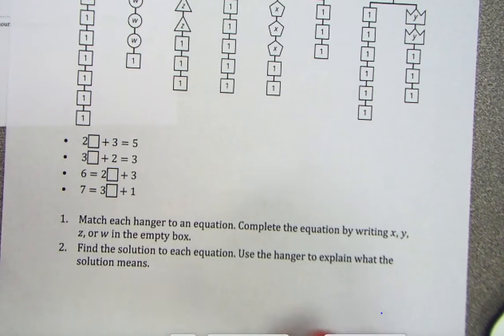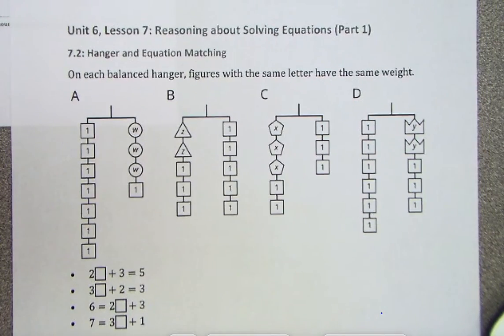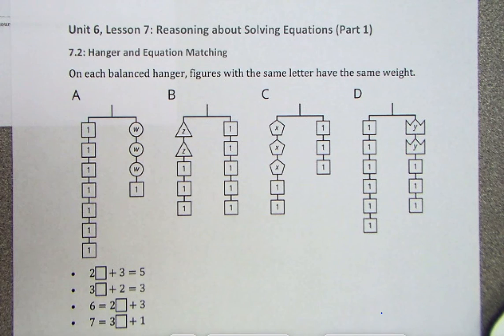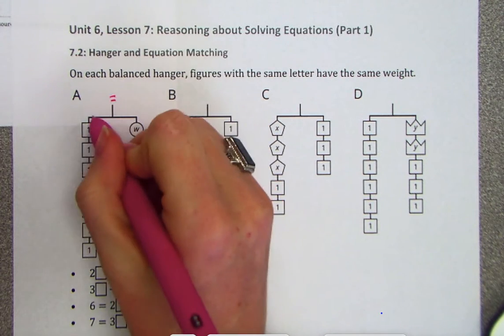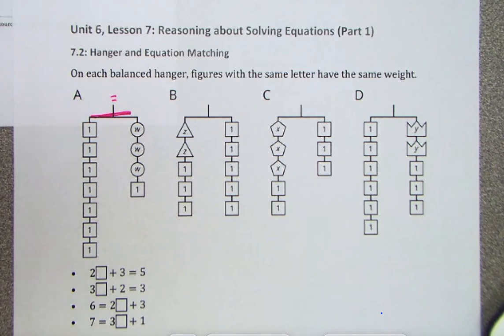Now we're going to go to something we call a hanger. So you may have seen these before, you may not, but think about a hanger in your closet. If I put just one side of my shirt on the hanger, it's not going to be balanced and it's going to fall. But if I put equal amounts on both sides, I know that it's balanced. So this hanger here, this right here, is kind of like our equal sign.